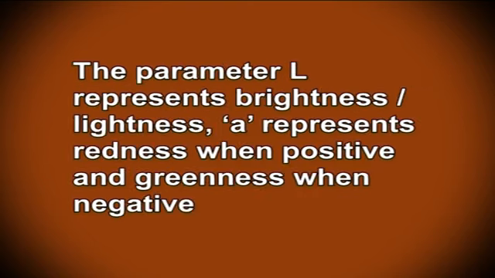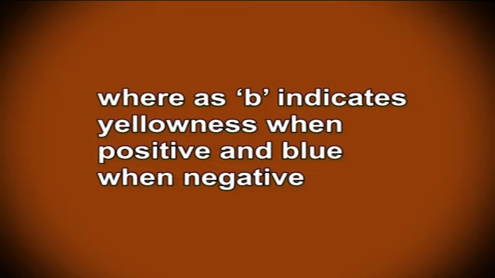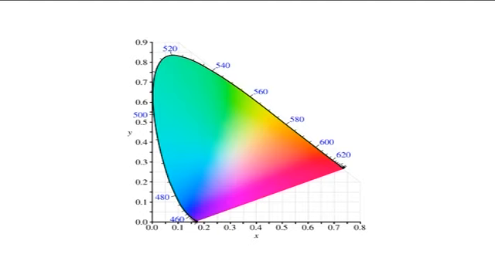The parameter L represents brightness or lightness, A represents redness when positive and greenness when negative, whereas B indicates yellowness when positive and blue when negative. The CIE system measurements are expressed in terms of hue, chroma and brightness.